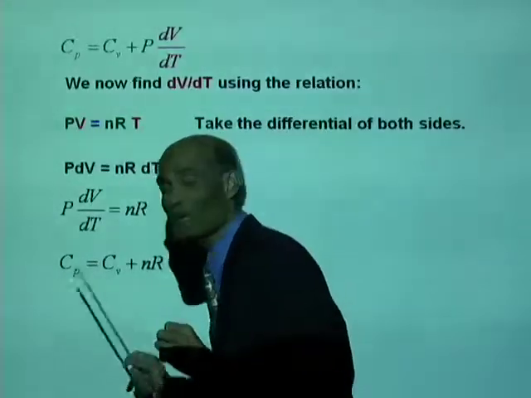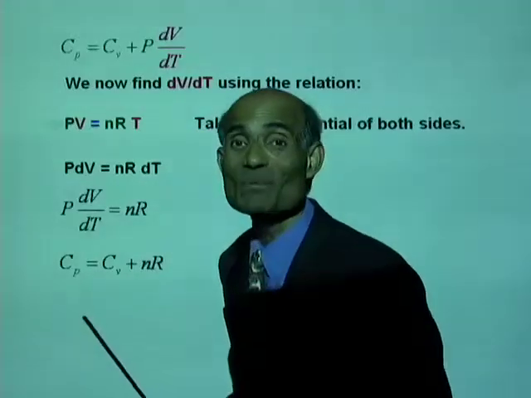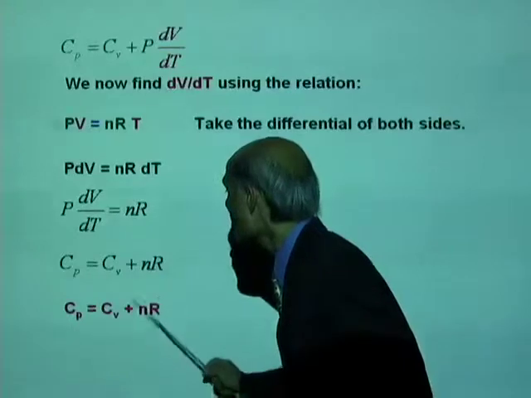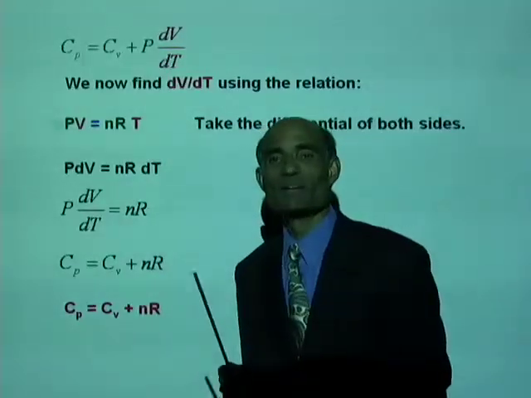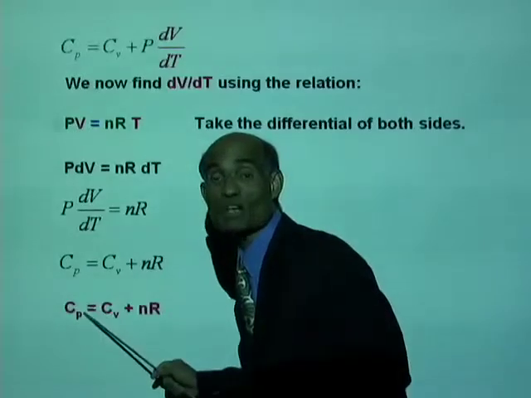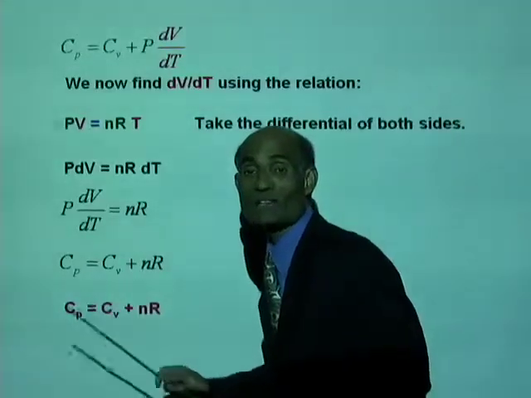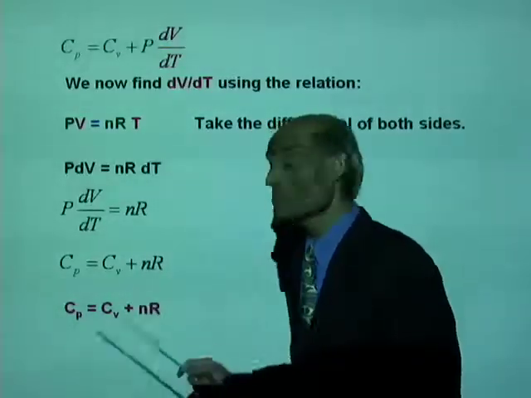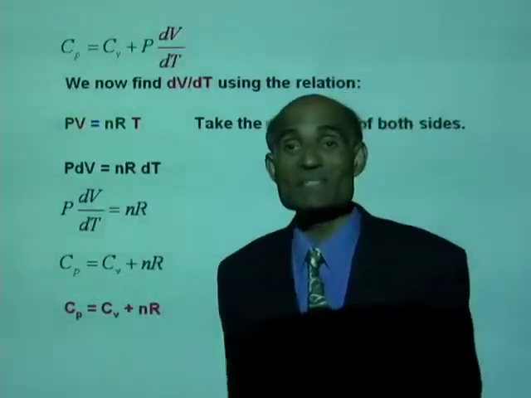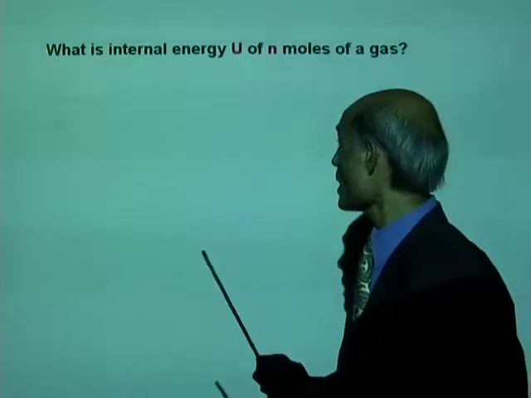Therefore, what is Cp minus Cv equal to? Cp minus Cv will be equal to nR. The difference between heat capacity at constant pressure and heat capacity at constant volume is nR. Remember that. Cp minus Cv equals nR.